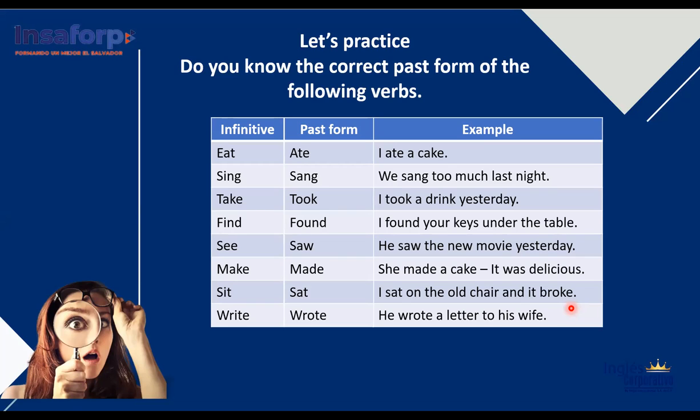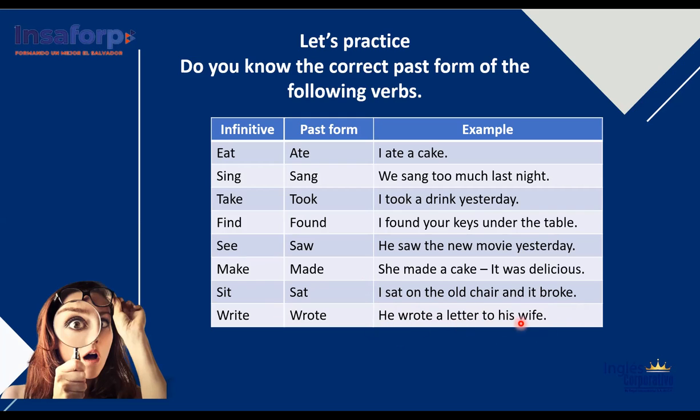She made a cake. Ella hizo un cake. It was delicious. Estuvo delicioso. Yes, excellent. That is the meaning. It was delicious. Como los que cocinan ustedes. Very good. Next one. I sat on the old chair and it broke. Yo me senté en la silla vieja y esta. ¿Qué le pasó? What happened with it? Se quebró. Se rompió. And it broke. Okay, no es que haya estado gordo, es que la silla estaba vieja.